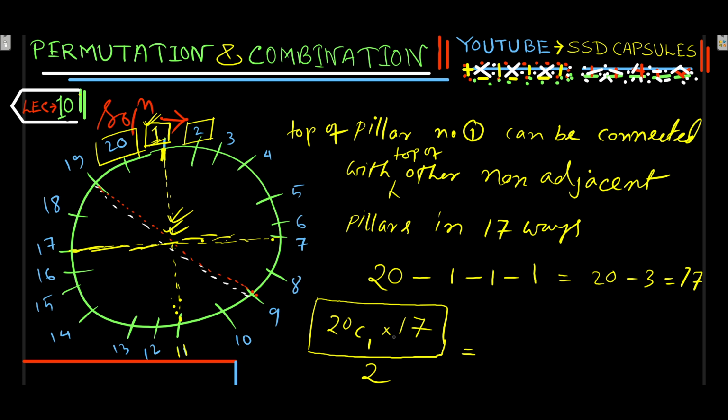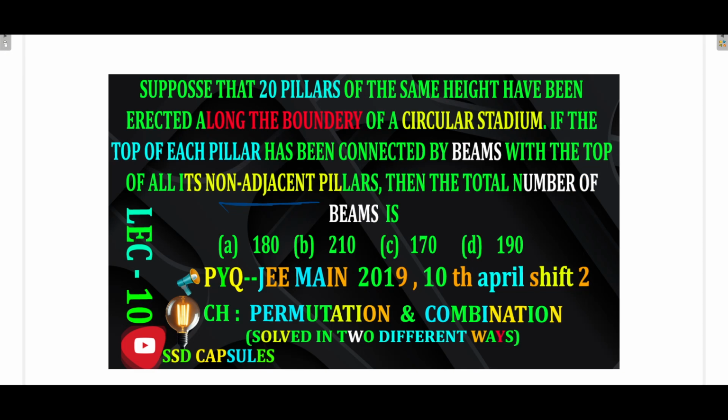So that repetition we have to exclude by dividing by 2. Hope now this portion is cleared. So now we will do the calculation part. 20 into 17 by 2, so 10 into 17 equal to 170. So now we will check the options. See, option C will be the correct option.